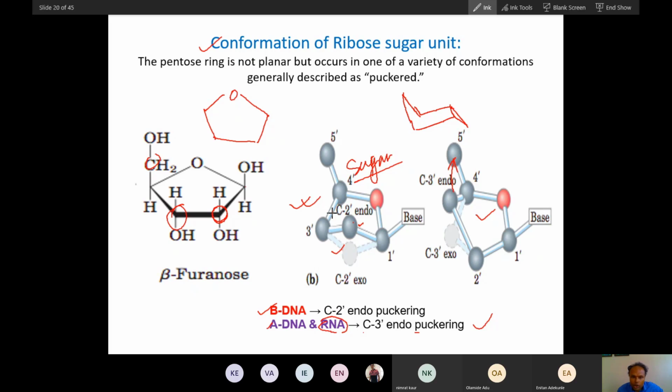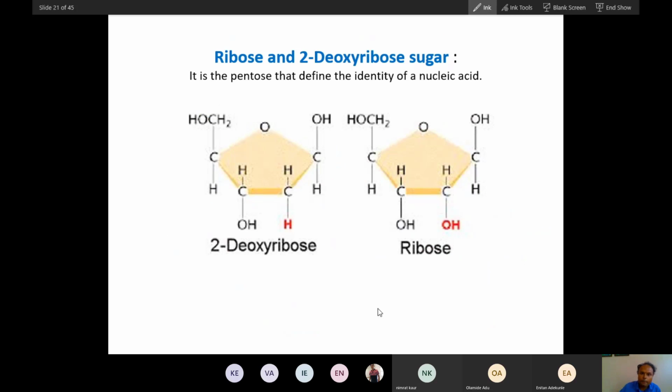So B-DNA has C2 endo puckering. This second carbon is folded towards this 5th carbon. It is not completely planar. You can see it is not completely planar. One of the carbons is folded like this. So this is called puckering. So did you understand this puckering?